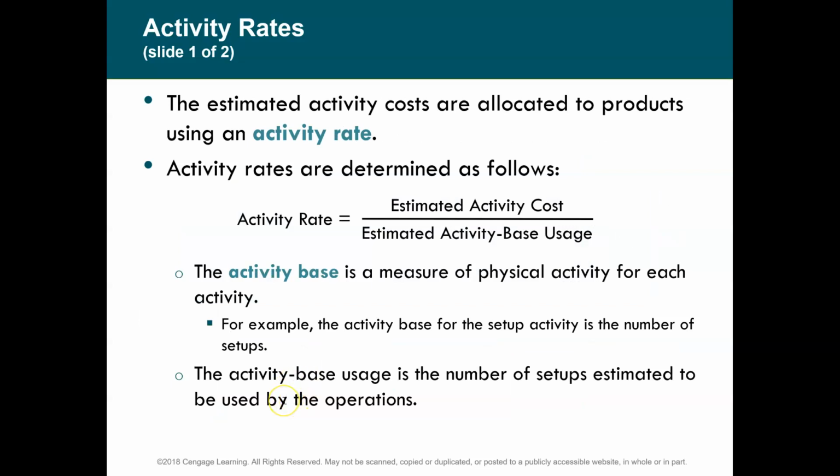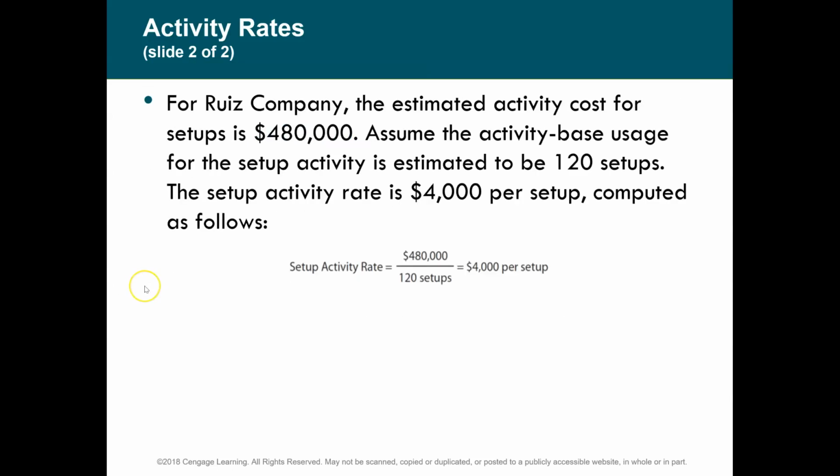And then here's the activity rate. The rate has the estimated cost divided by the estimated usage. But those are estimated numbers, and that gives us the rate for the year. So for this company, the estimated activity cost of setups is $480,000. And for that, they can do 120 setups, so that means that each setup would cost $4,000. All right, so that's how you'd allocate the cost.